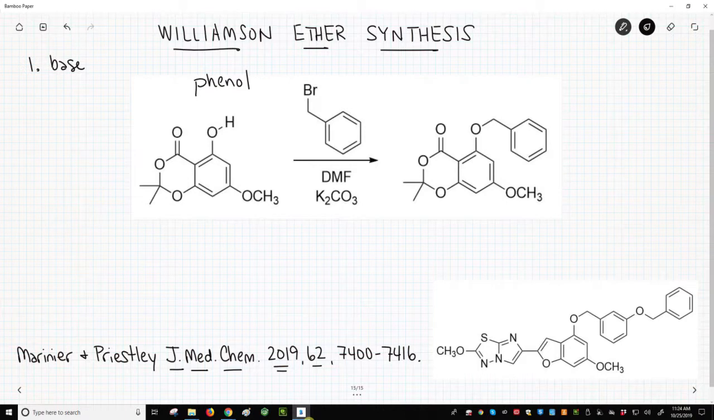The base deprotonates the alcohol to give an O-, a strong nucleophile. Two, we need an alkyl halide, or some alkyl chain with a leaving group. We have both of these necessities over our reaction arrow. The base is potassium carbonate, and the alkyl halide is benzyl bromide.